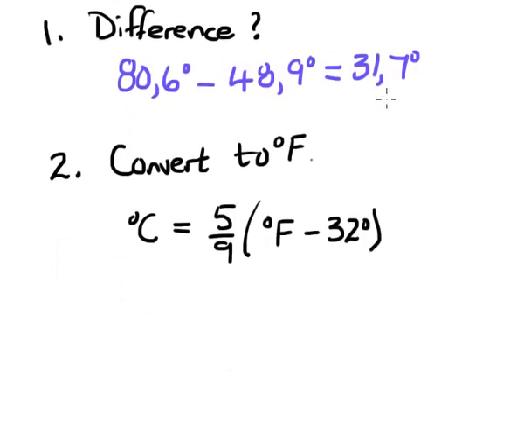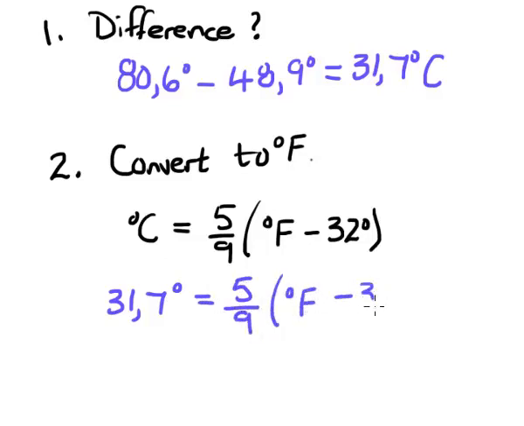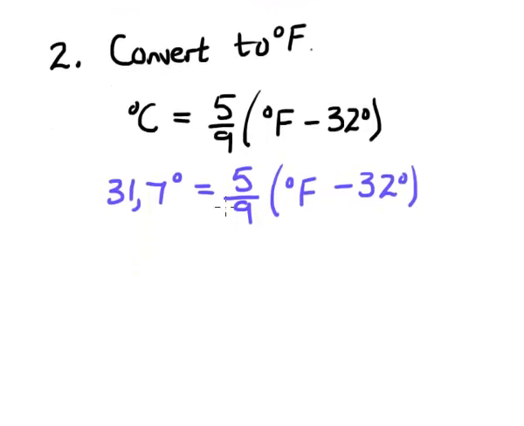So this was Celsius. In here we're going to put 31.7 degrees, and we want to calculate the degrees Fahrenheit. The first thing we have to do is get rid of this 5/9. So we're going to multiply by the inverse of this. I can't quite fit it in there, so I'm going to put it at the end here. I'm going to multiply by 9/5, and whatever I do on the left, I also do on the right.